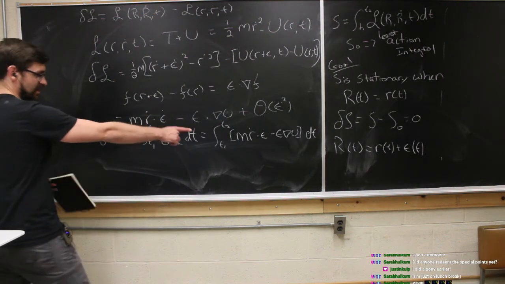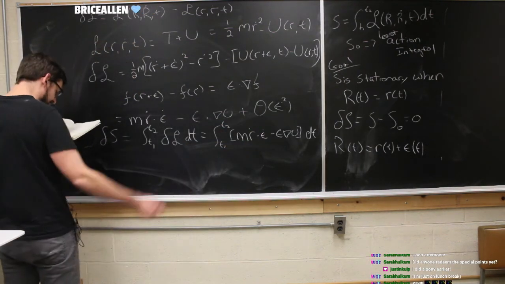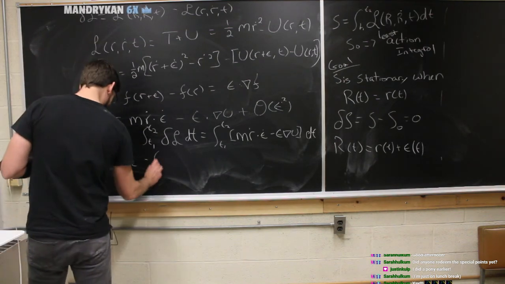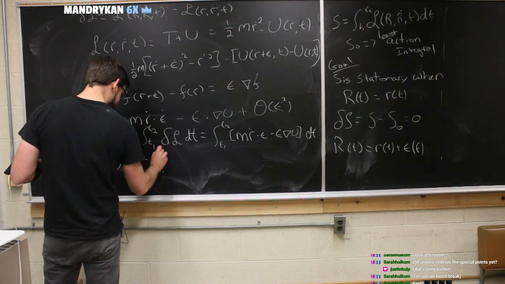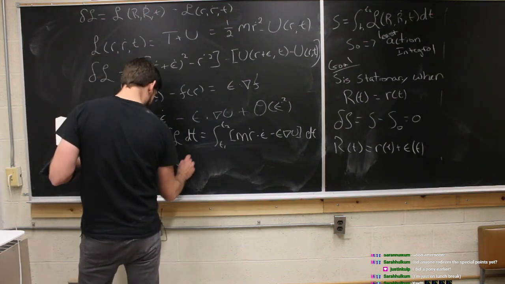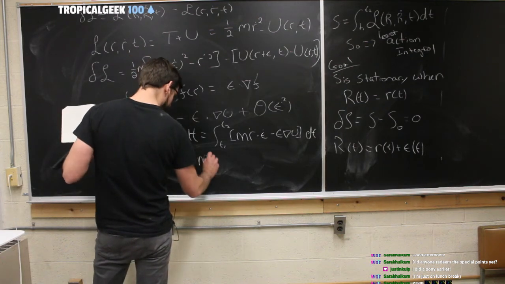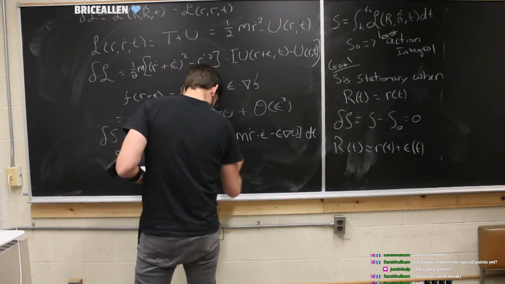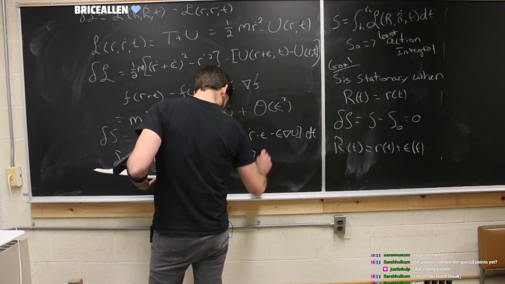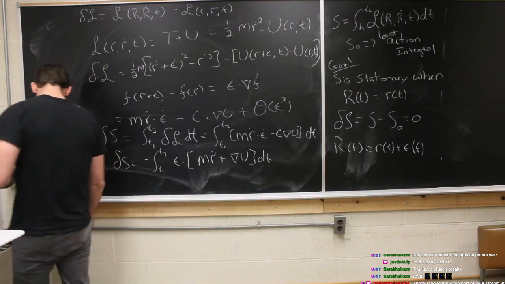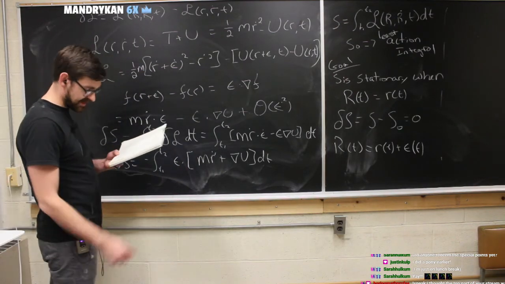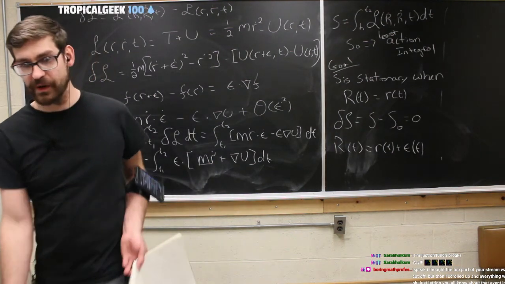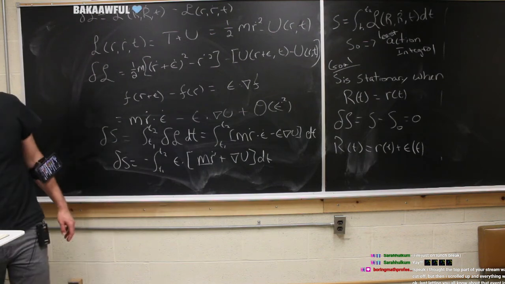So we can then take this Lagrangian and simplify it again to the following: minus the integral from T1 to T2 of epsilon, and we're going to pull an epsilon out, and we get m r double dot plus the gradient of u, dt. But we defined r to be the least action path, so this right here is the total force, right? Okay, so let's keep going.